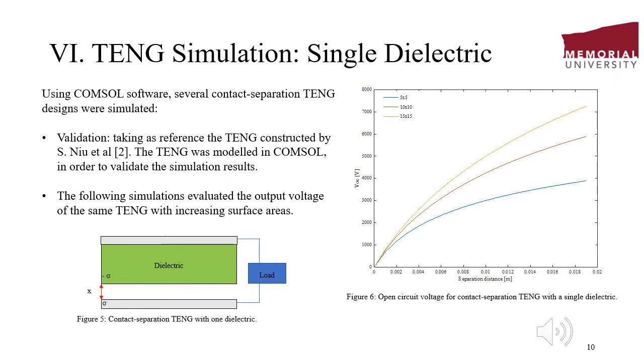With the COMSOL software, the open circuit voltage of several designs was simulated. First, the software was validated by mimicking in its entirety a triboelectric nanogenerator found in the literature and comparing the simulation results to those reported. The simulated device was a contact separation triboelectric nanogenerator with a single dielectric, as shown in Figure 5. The simulated open circuit voltage matched the literature results. Therefore, the following simulations investigated how the output of the device would change with larger surface areas.